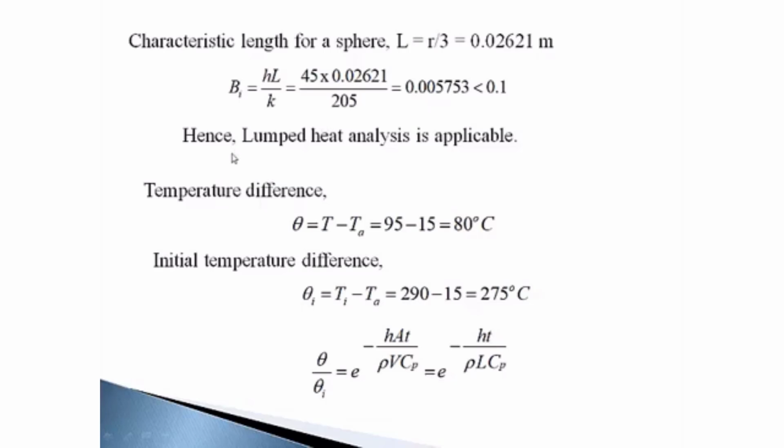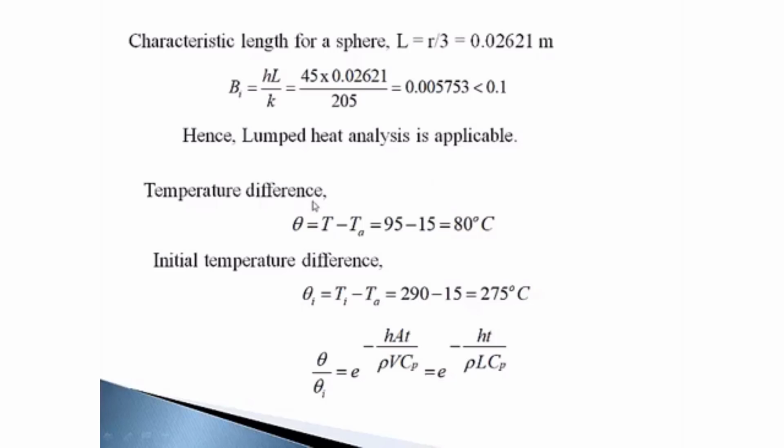So lumped heat analysis is applicable for this problem. It is not mandatory that you check the Biot number in this particular example, because they asked us to calculate the time using lumped heat capacity analysis. It's already mentioned in the problem to use lumped heat analysis. That means the Biot number is less than 0.1. But we wanted to ensure that the Biot number is less than 0.1, and we got it less than 0.1. So lumped heat capacity analysis is applicable for this problem.